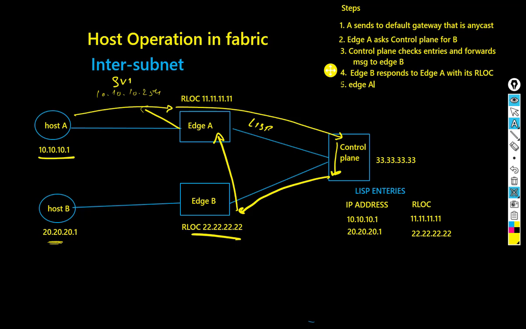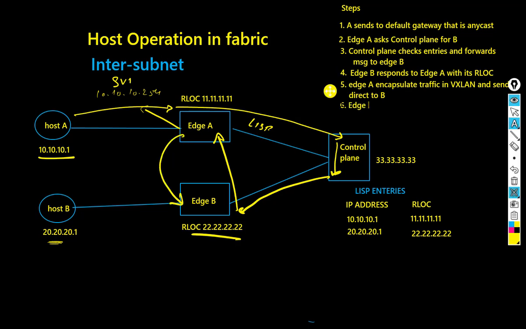Then at that point, edge A installs the mapping in its cache table first of all, and then we know that it's going to encapsulate the original IP header and the Ethernet header in VXLAN. The outer IP header is going to have the RLOC of edge B as the destination, and then it forwards the traffic through the IP network straight to edge B. So the data plane is like that.